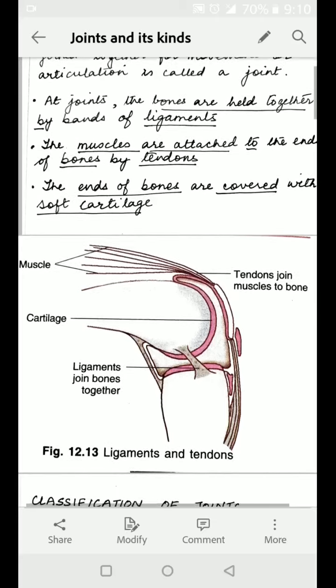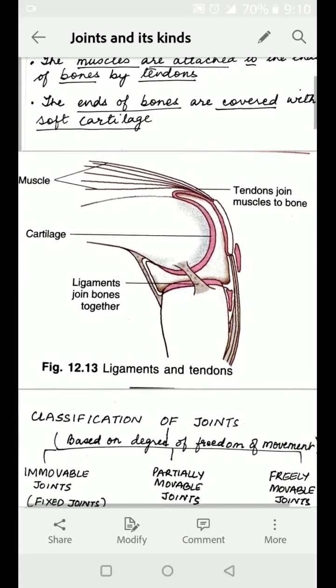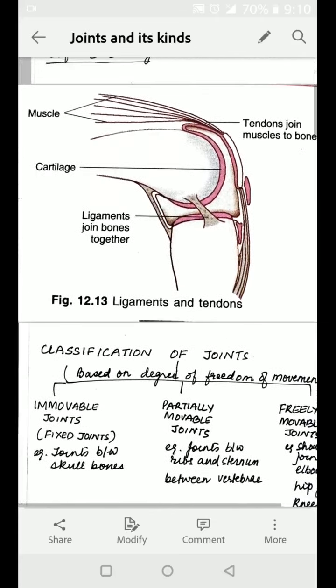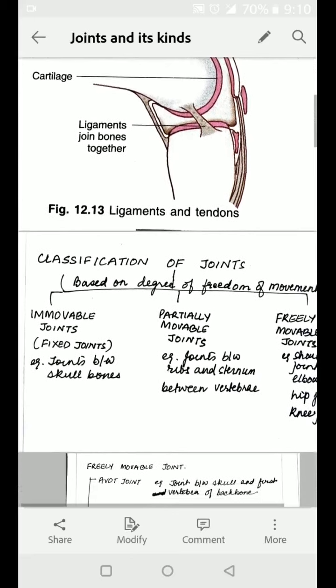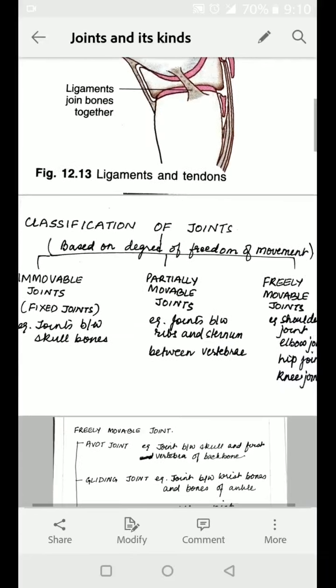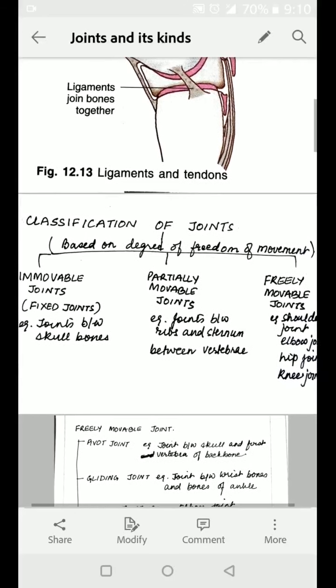Now we come to the different types of joints. The joints have basically been classified into three major kinds, and these major kinds of joints are based on the degree of freedom of movement. So based on that, we have three different kinds of joints.